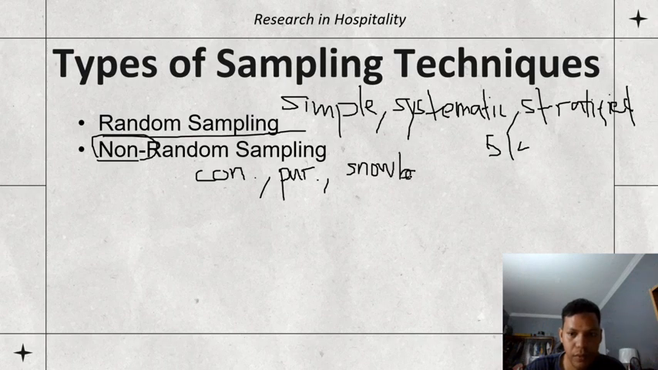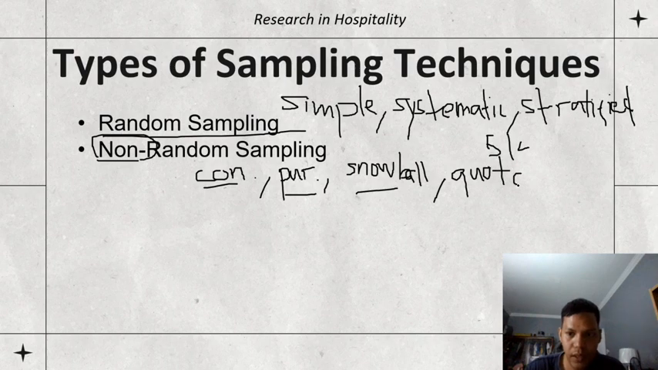Snowball. Okay, so under random sampling, we have simple random sampling, systematic random sampling, and stratified random sampling. Under the non-random sampling, we have convenience sampling, purposive sampling, and snowball sampling. And I forgot one. This is called quota.